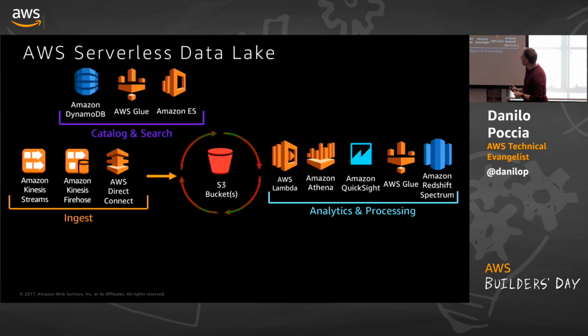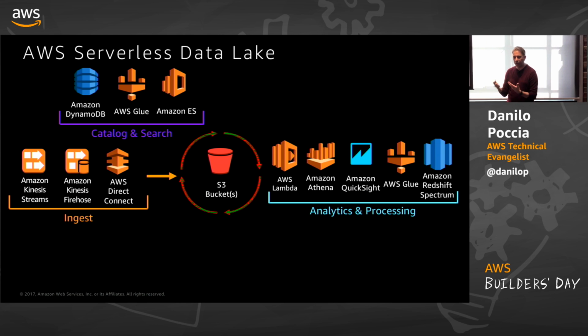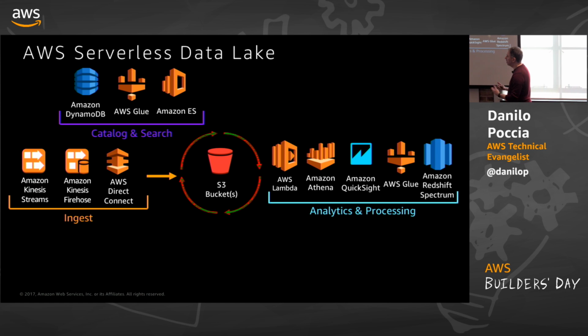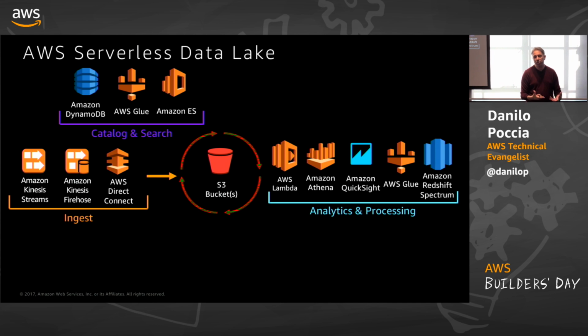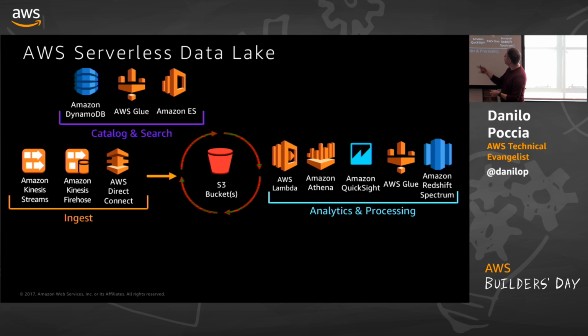For analytics and processing, you can use, of course, Lambda on top of S3. When you store something on S3, you can trigger a Lambda function that can be doing the processing or can start a processing of the data. We have Amazon Athena that you can use to run SQL queries on S3 straight without having any database. So we support a few formats, and you can just run your queries.